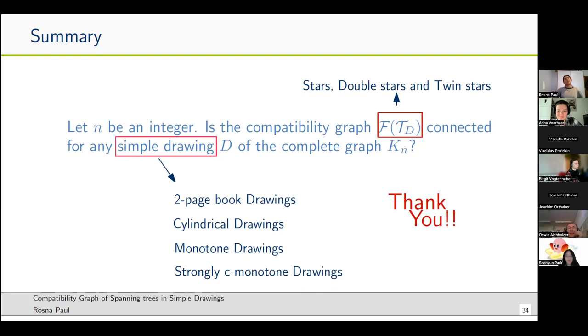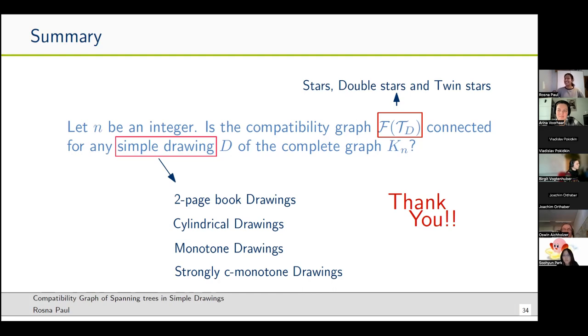I have another question, because you mentioned there's an open problem to show, for other classes of graphs, that the compatibility graph is connected. But do you think that for general simple drawings it is connected, or do you think there is some type of simple drawings where it is actually not connected? That would be the biggest goal: not subclasses like cylindrical drawings or monotone drawings, but simple drawings in general. So what's your feeling about that?